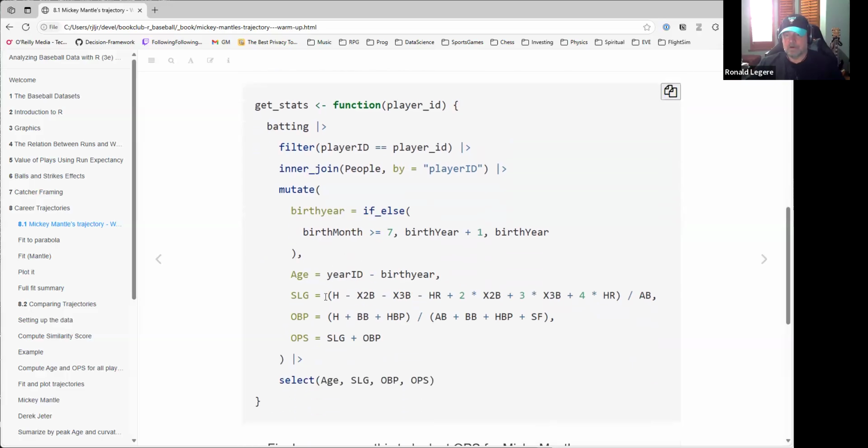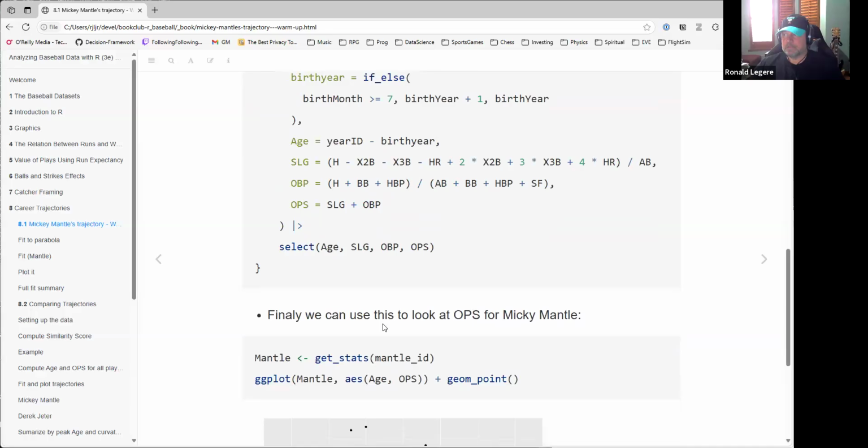Here's the code. We calculate the slugging average, which has to do with how many bases you get per at bat, and then your on base percentage, and then add those together. This is kind of arbitrarily added together, but it has been found historically to provide a good measure of batter performance. This OPS stands for on base percentage plus slugging. The S is slugging, I think that's basically what it means, right?